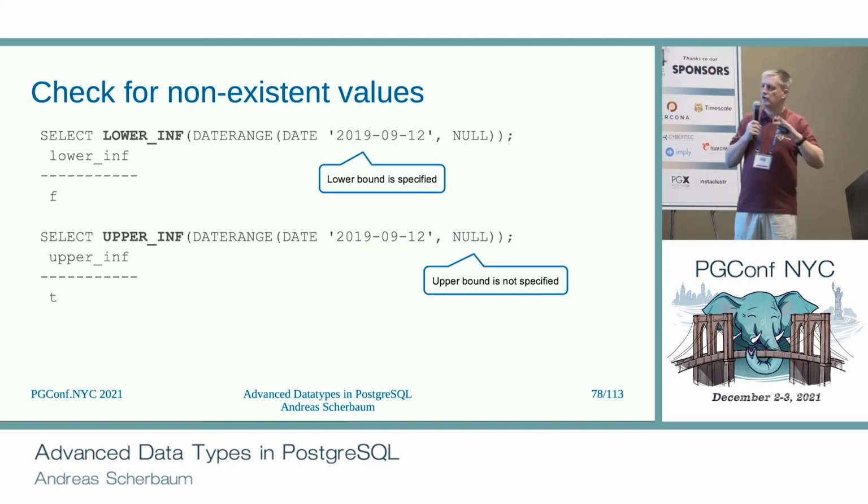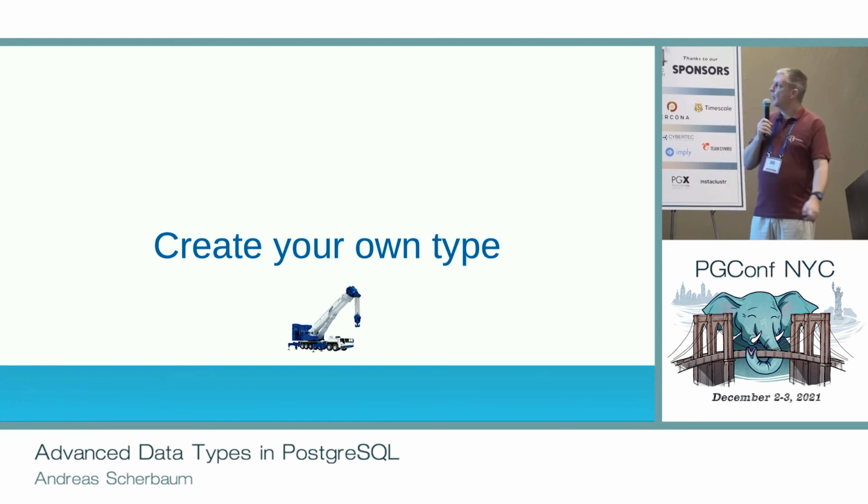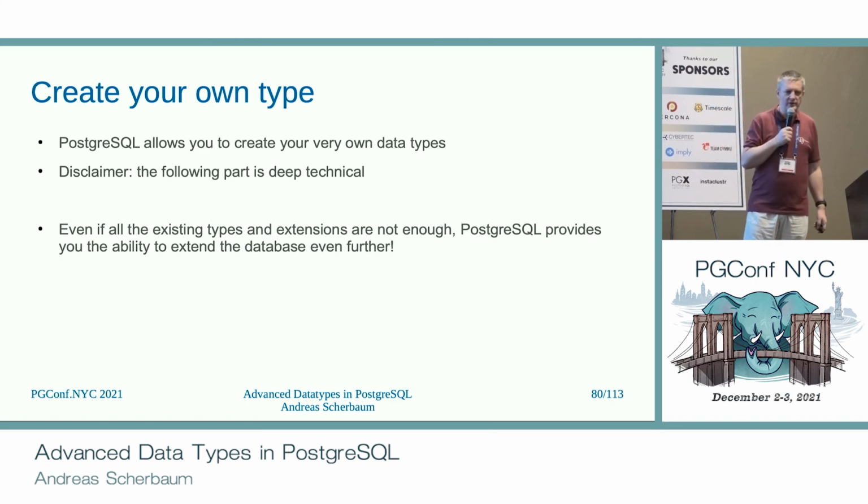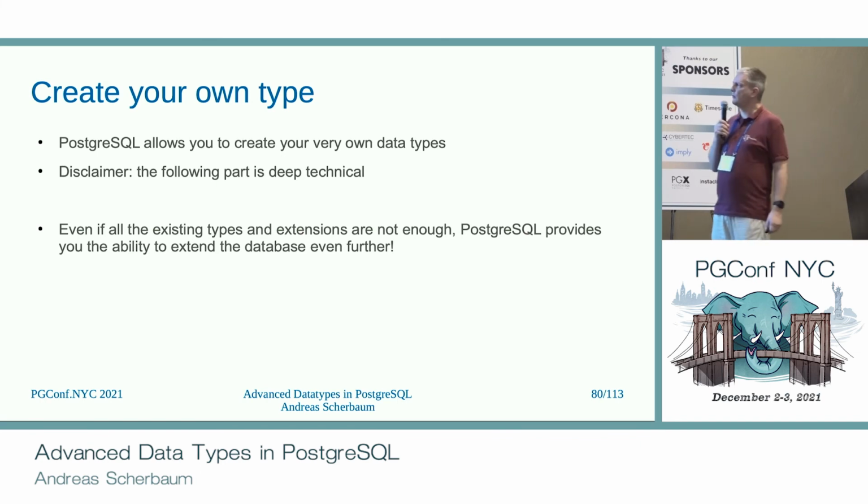Okay, any questions about enums, domains, whatsoever? Do you want to create your own data type, like really your own data type? You can do this. It's a bit of work, but Postgres gives you all the ability to do this. I have a couple examples on the following slides. I will skip over them just to show you, okay, this is all possible and that's how we're doing it, but we don't need to explain all the details here.